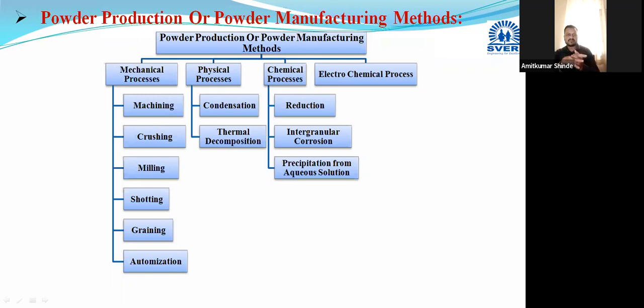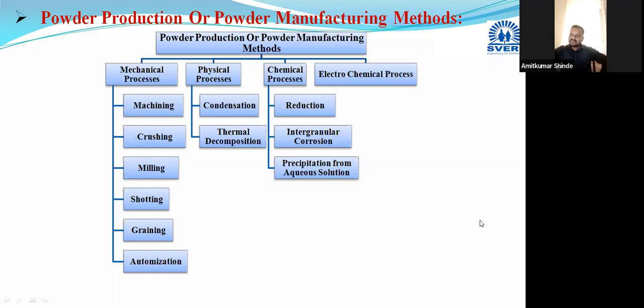Now this electrode deposition, you can say, is very similar to the electroplating concept. If we have discussed the electroplating concept, it is a very similar process. Here, dendritic shaped powder particles are obtained.